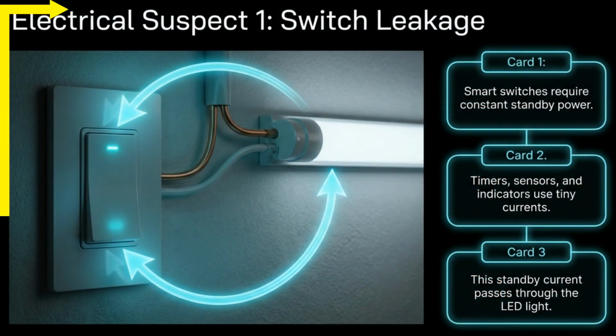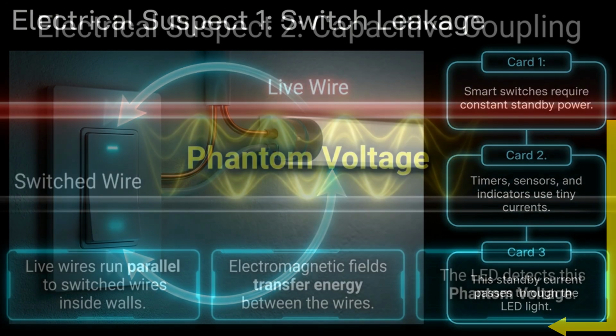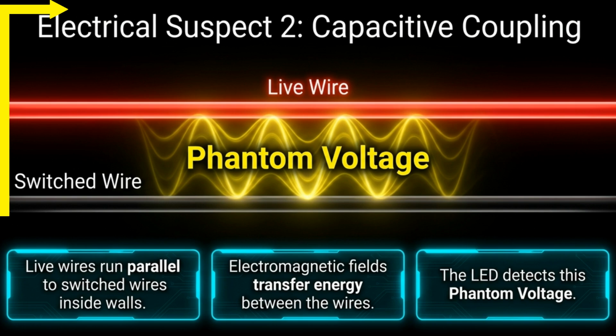We will first investigate the external electrical sources before moving on to internal energy storage. Our first electrical suspect is switch leakage. Smart switches and indicators require constant standby power, which passes a tiny current through the LED, causing the glow. Timers, sensors, and indicators within the switch use this tiny current, which is enough for the highly sensitive LED to glow faintly.